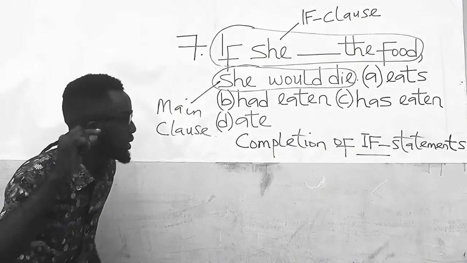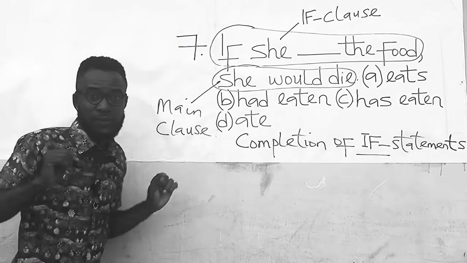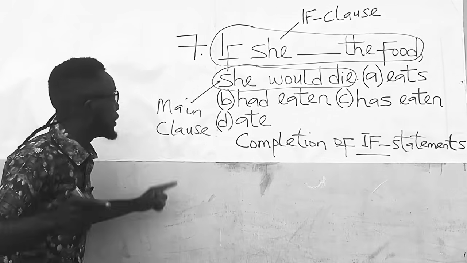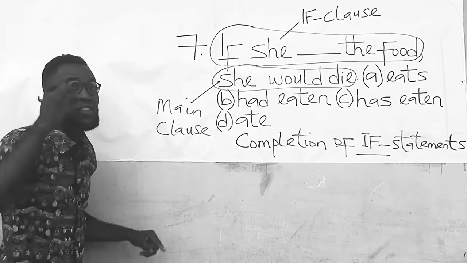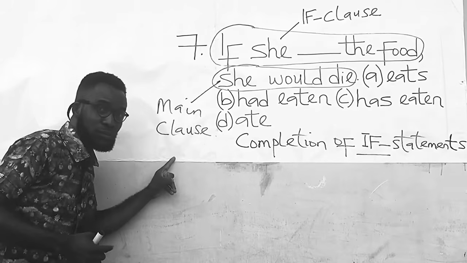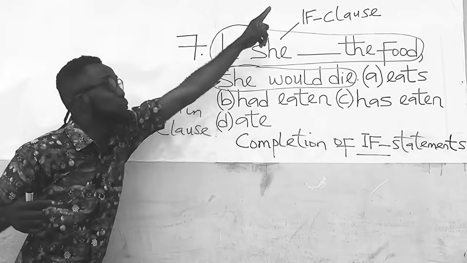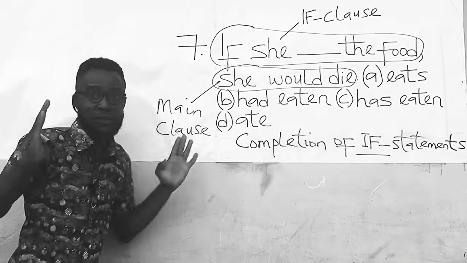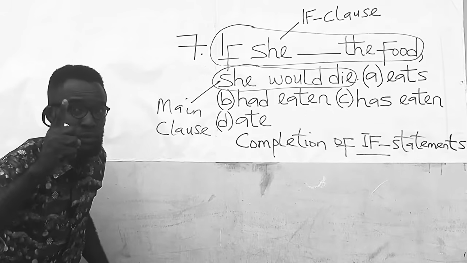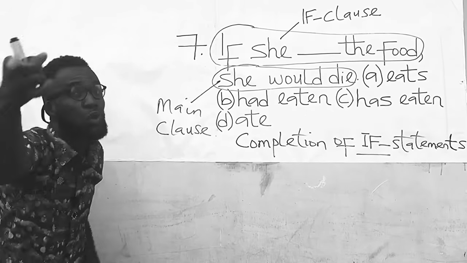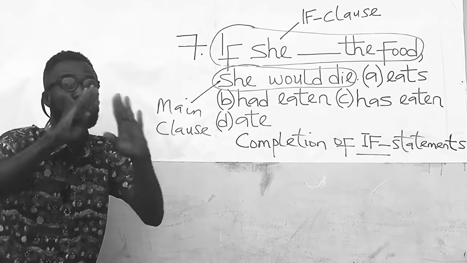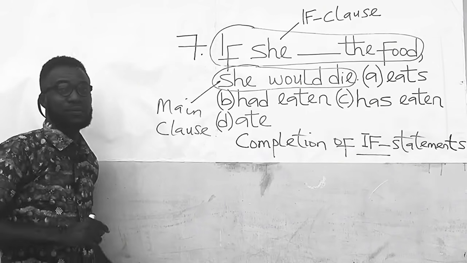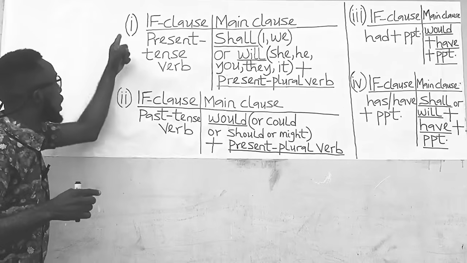Please note that in completion of if statements, they can complete the if clause and ask you to complete the main clause. They can also complete the main clause and ask you to complete the if clause. In other words, they can complete one clause and ask you to complete the other clause. If you are faced with such a question, how should you answer the question correctly? Let me help you. Roman figure 1.